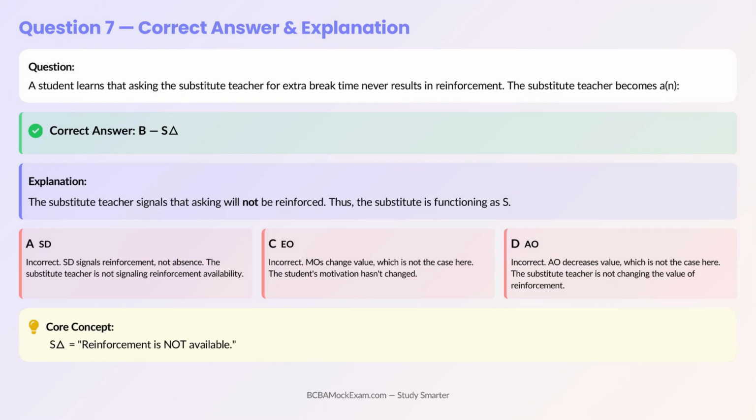The substitute teacher signals that asking will not be reinforced. SD is incorrect because SD signals reinforcement availability. EO is incorrect because motivation is not changing here. AO is incorrect because nothing indicates reduced reinforcer value. S delta is the stimulus that indicates that reinforcement is not available in that situation. That is exactly what this scenario describes.